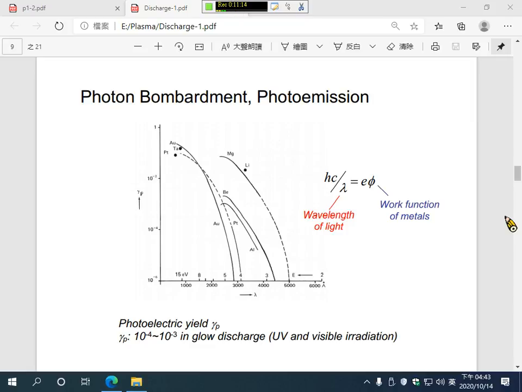For photon emission, the photoelectric yield gamma P is about 10 to the minus 4 to 10 to the minus 3 in a glow discharge. Only UV light contributes to photon emission for materials with high work function, and some metals can get photon emission by visible light irradiation. But the photoelectric yield is still very small, 10 to the minus 4 to 10 to the minus 3.